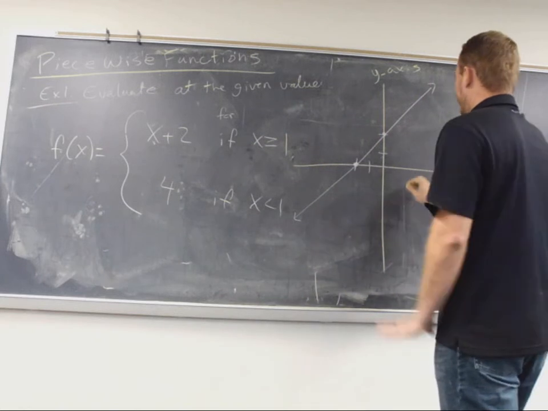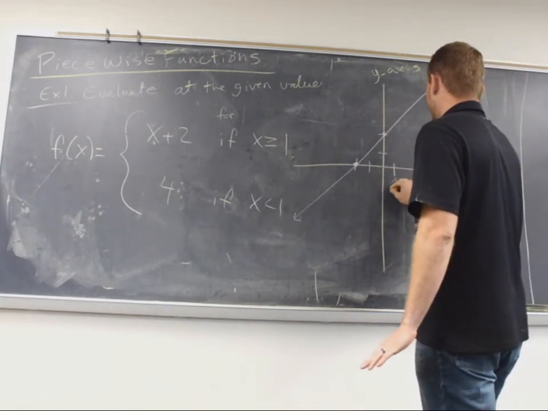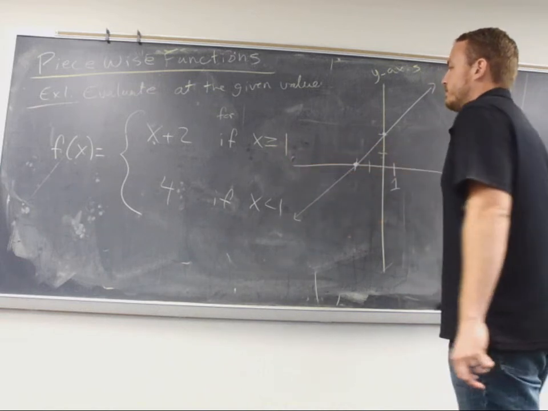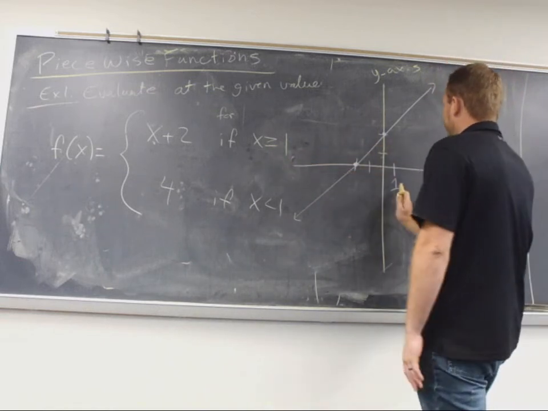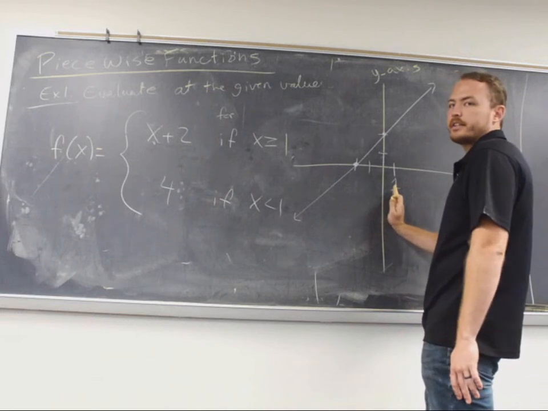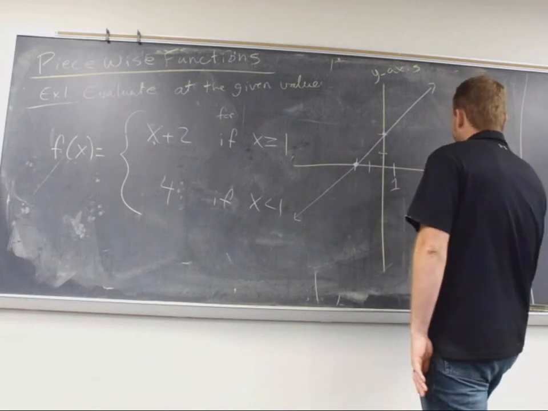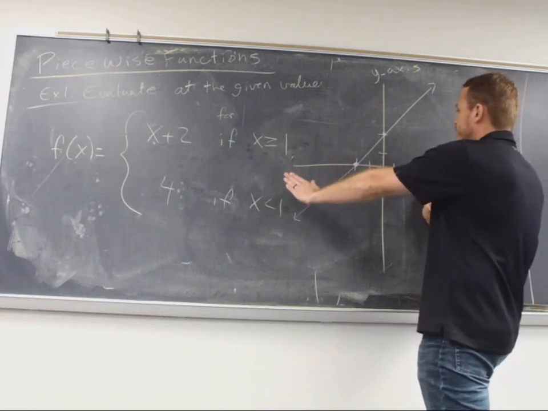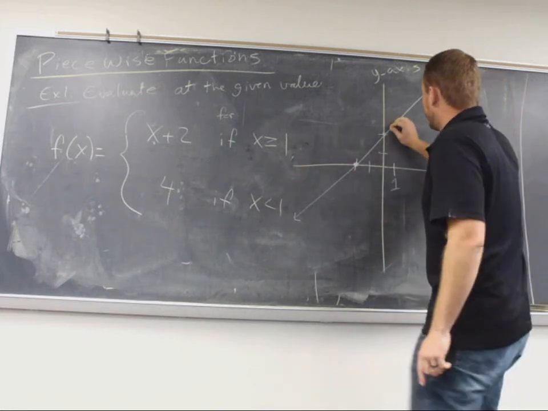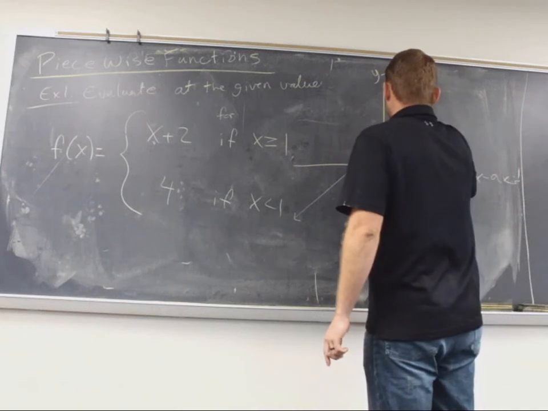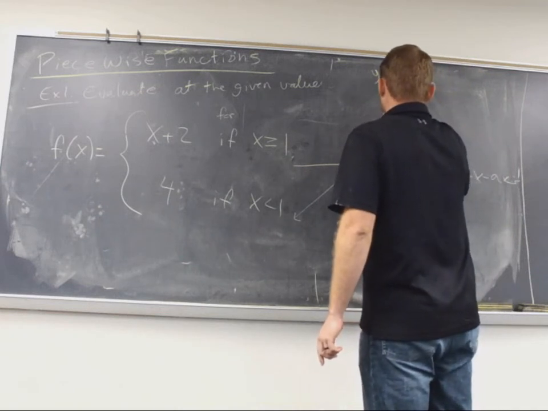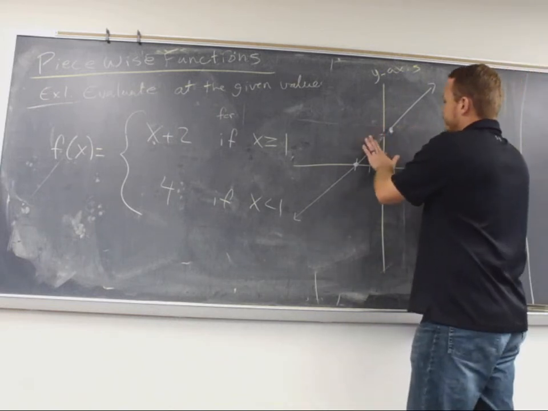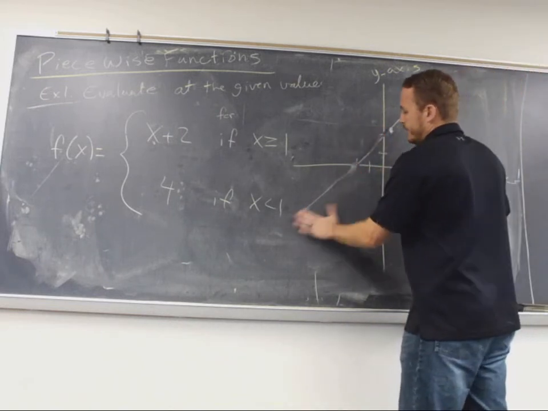So come on your graph and draw 1. Here is 1. That's important. I only want the x values that are greater than or equal to 1. So I want all of these values in this direction. These I don't care about for x plus 2. So I'm going to draw a solid dot right where the graph and x equals 1 meet, and then I'm just going to erase everything behind it.